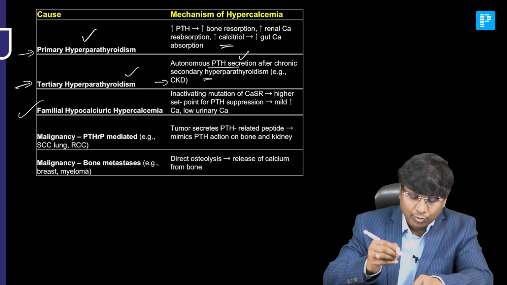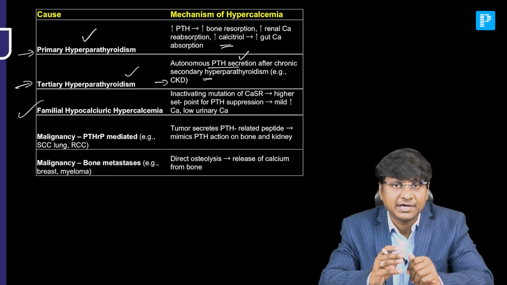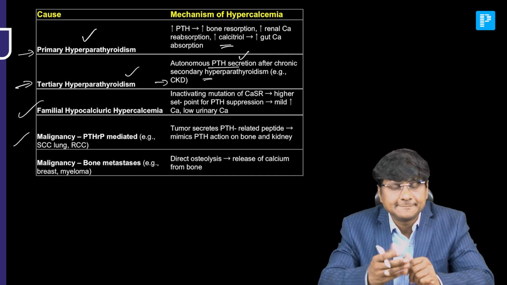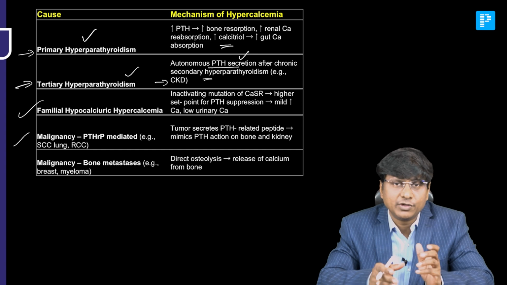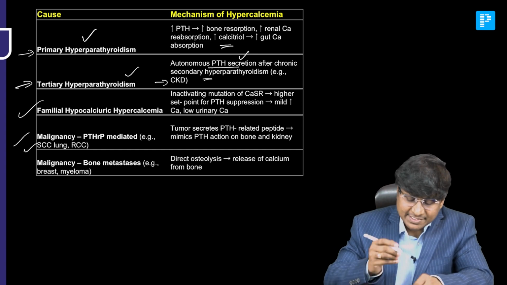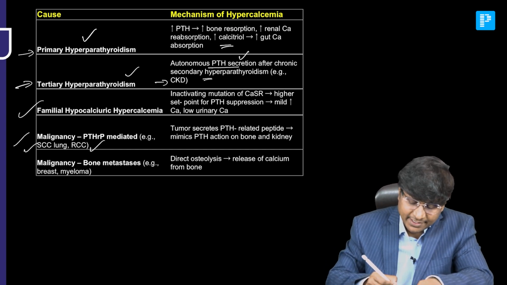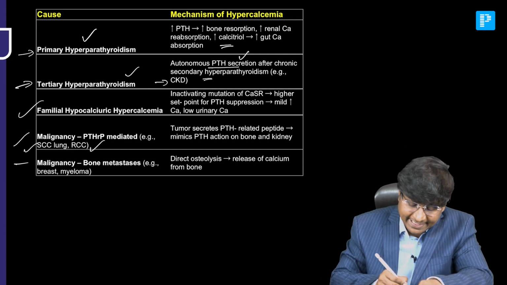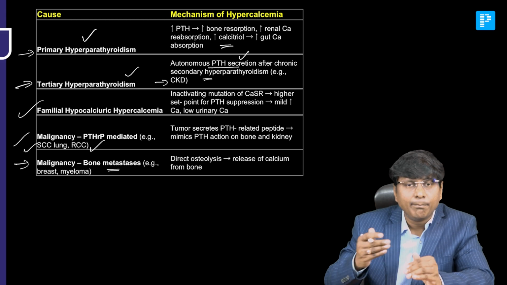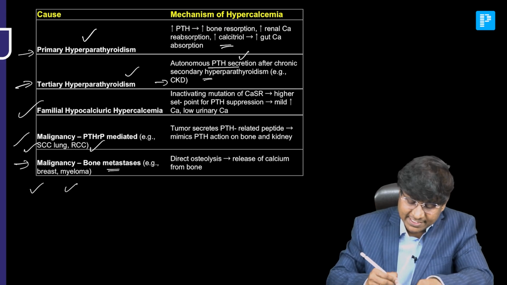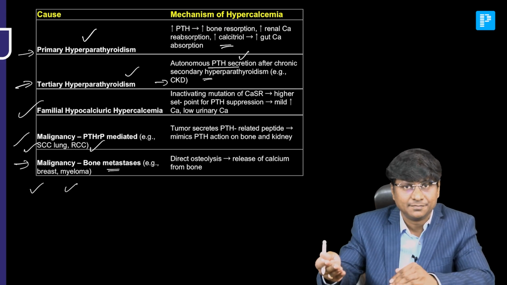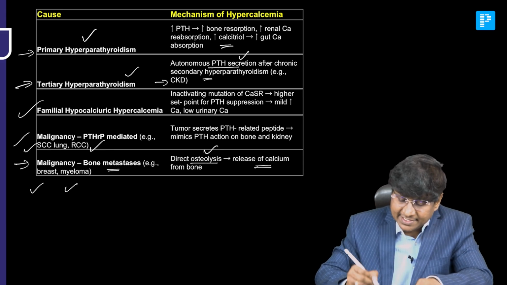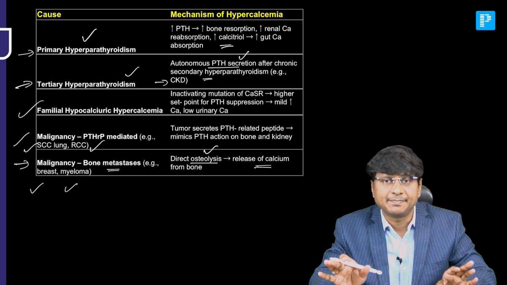And just now we were discussing familial hypocalciuric hypercalcemia, where you have a defect in the calcium sensing receptor. And then parathormone related polypeptide, which mimics parathyroid hormone and is produced by small cell carcinoma of the lung, renal cell carcinoma, and the pheochromocytoma as well. And we have some malignancies which undergo bone metastasis, like breast carcinoma and myeloma. They metastasize to the bone, cause direct osteolysis, and that will release the calcium from the bone, resulting in hypercalcemia.